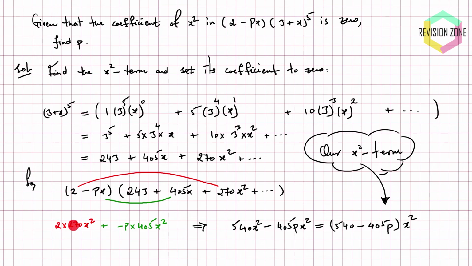So we have our x squared term, but we can simplify this by collecting the terms. 2 times 270 is 540, and obviously minus p times 405 is minus 405p. They're both x squared terms, so I can factorize out the x squared. In other words, we have our x squared term entirely, and this is our coefficient, 540 minus 405p. So we set this equal to 0. That's a linear equation which only has one unknown, p. We solve that, and p works out to be 540 divided by 405, but you stick that in your calculator, and it simplifies to 4/3.